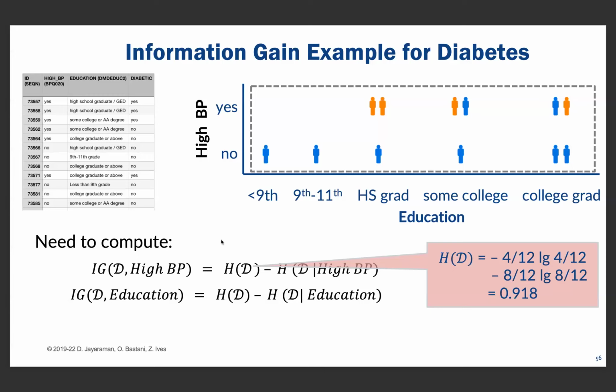But first, let's start with the entropy of the total data set. We need to calculate how many people have diabetes, and what is the probability that a random person drawn from this set will have diabetes or not.